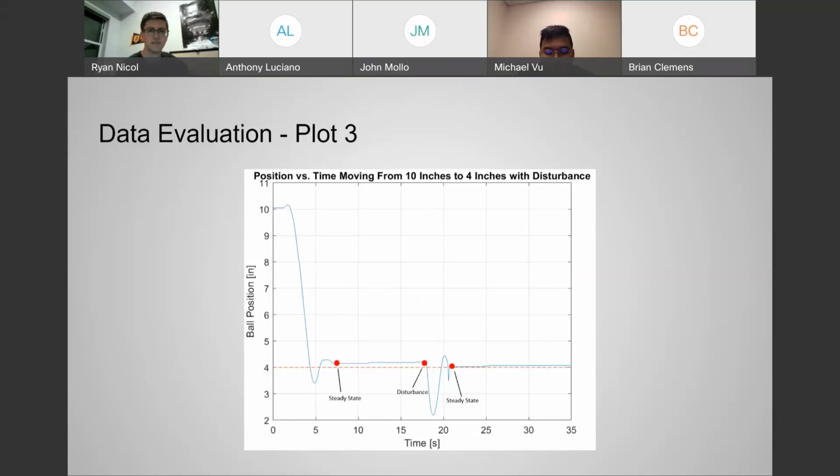All right, and lastly, for our third trial, the ball starts at 10, and then we move the potentiometer to 4. It goes down, overshoots 4, comes back up, and achieves steady state around like 7 seconds. And it hovers around like 4.1. And then at 16 seconds, we have our other disturbance. It goes down to like 2.25, overshoots, and then comes back riding very close to the 4-inch mark.